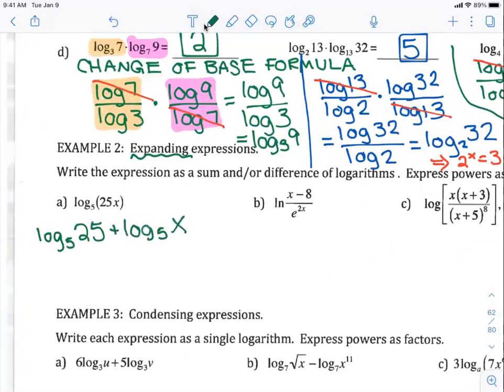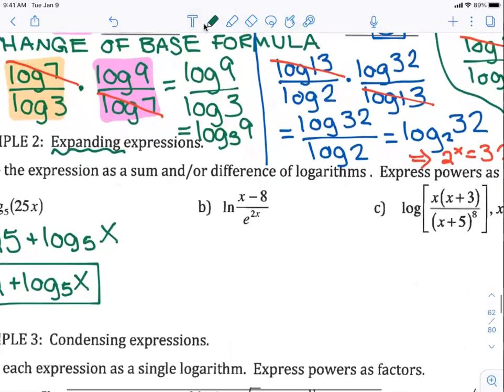Again, I'm expanding. Log base 5 of 25, I can simplify. It's saying 5 to what power is 25? That's 2. And I can't simplify the second part because of the x in there. So this is done.